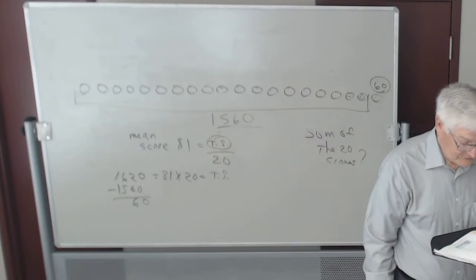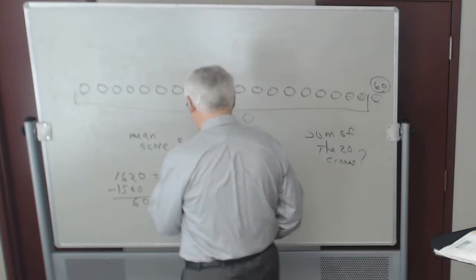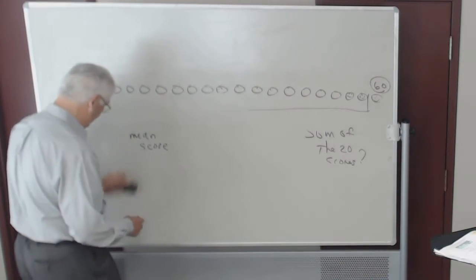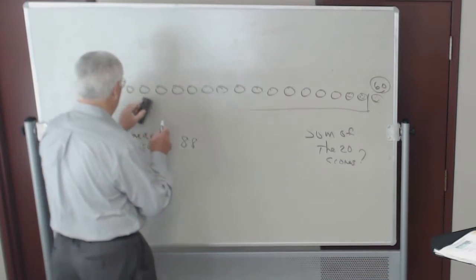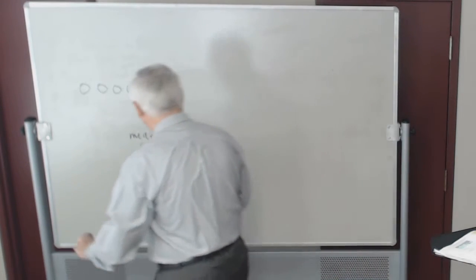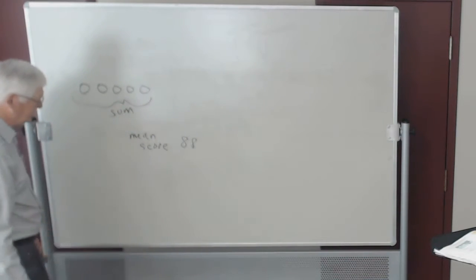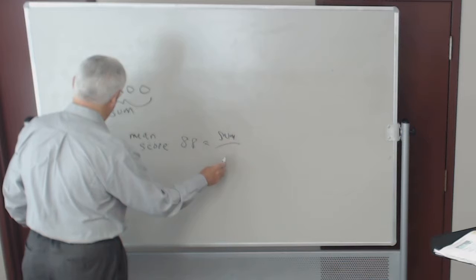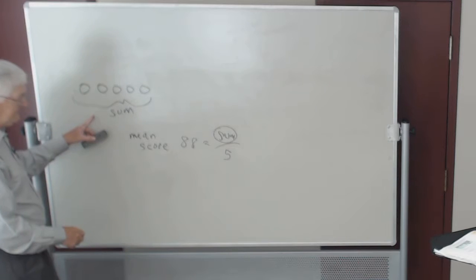Number 14, a student has a mean score of 88 on 5 tests. So their mean score is what? 88. And they have 1, 2, 3, 4, 5 tests. So what's the sum of these 5 scores? 88 would be the sum divided by what? 5. So what would be the sum of these 5 scores?